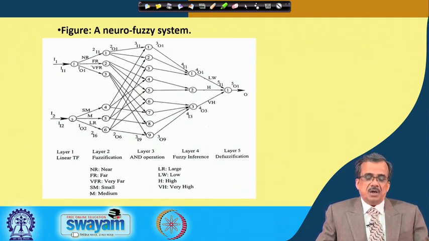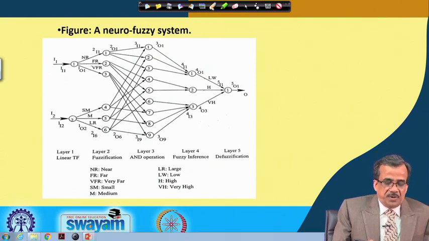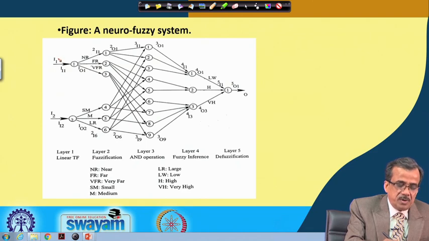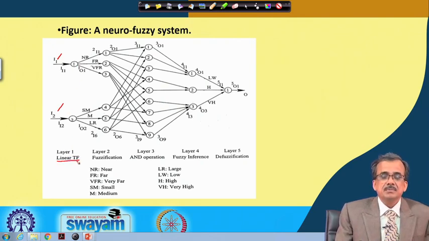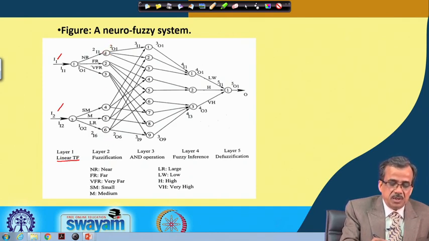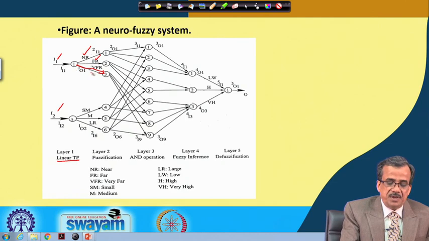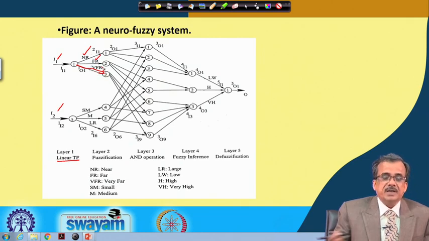Now, this shows the Neuro-Fuzzy system. Let me explain. I have got 2 inputs here, I1 and I2, and as usual on layer 1, we use the linear transfer function. On layer 2, we try to represent the connecting weights between the first neuron lying on the input layer and the first neuron lying on the second layer. That is V11, then V12, V13. Now, V11 is going to represent near, V12 is going to represent the half base width for far, and V13 is going to represent the base width for the very far triangle.